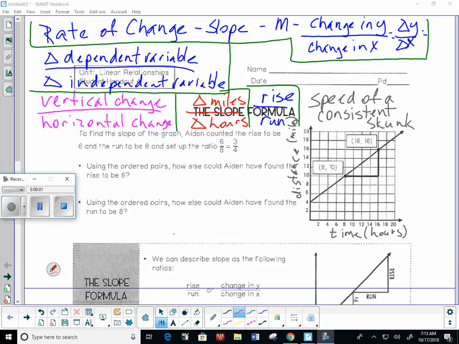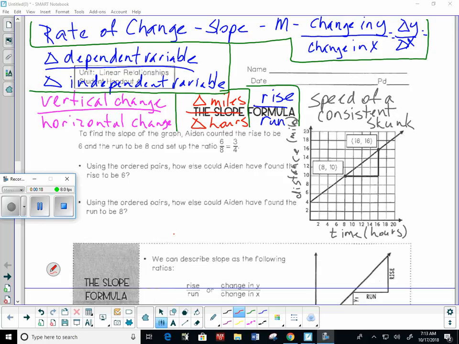Today we're going to be talking about the slope formula, and then we're also going to be talking about the slope-intercept form that you learned last year. Let's see, y equals m times x plus b.